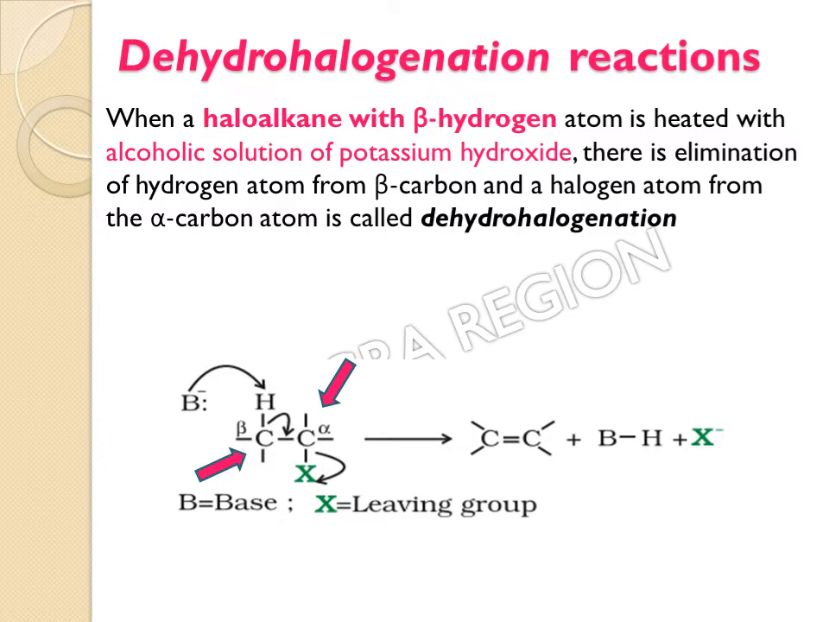So the halogen from the alpha carbon and the hydrogen from the beta carbon get eliminated as HX and an alkene is formed. Hence it is also known as beta elimination reaction.